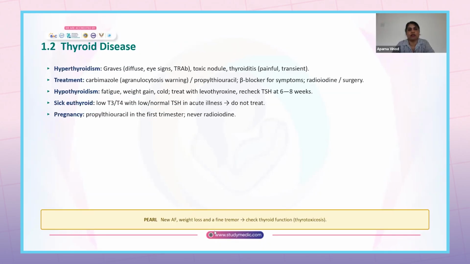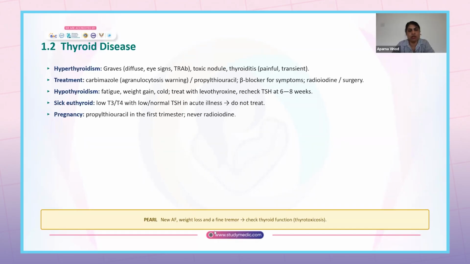Coming to thyroid disease. You all know we have hypothyroidism, hyperthyroidism, sick euthyroid syndromes and such. Examples of hyperthyroidism include Graves' disease, where a question will involve signs and symptoms of diffuse goiter, eye signs, positive TRAb, toxic nodule, thyroiditis. All of these will have a typical history. Like in thyroiditis, the gland will be painful and there will be just a 1 or 2 day history accompanied by other symptoms. The treatment for hyperthyroidism can be different at different stages.